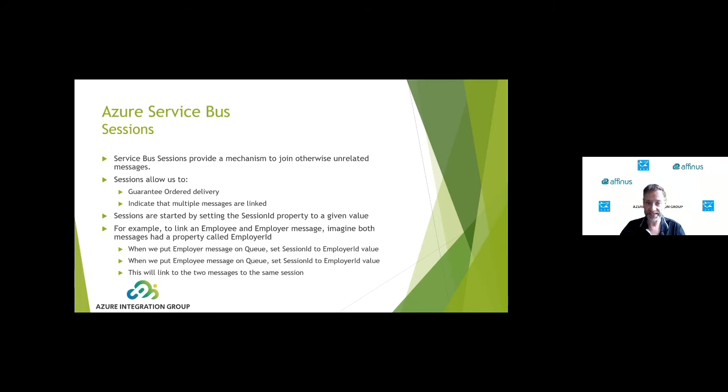They're a property we set on a message, known as a session ID, and it indicates to a consumer that we want all messages with the same session ID to go to that one consumer. Service Bus will guarantee that they're delivered to that consumer in order. So if you had to link an employee and an employer message, imagine both messages had a property called employer ID. In this case we're using a queue. You set the session ID on the employer message to employer ID, and on the employee message, you set the session ID to the same value, and that will link the messages to the same session.